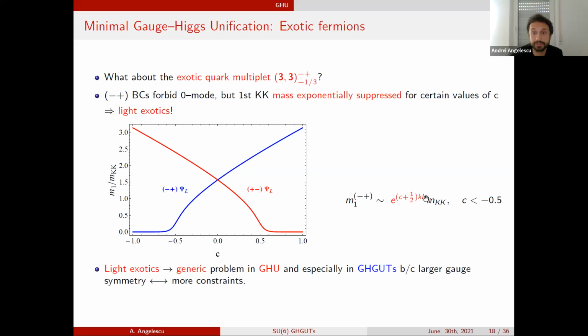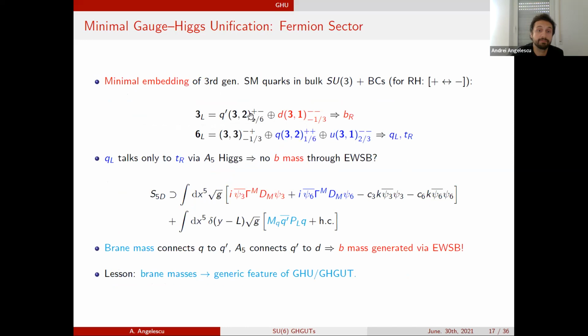And that's, let's say, a phenomenological hurdle when building these kinds of models, because when you embed the standard model fermions, you have to embed them in some larger multiplet of the bulk gauge group. And inevitably you're going to end up with fermions having minus-plus and plus-minus boundary conditions. And because everything is connected in some sense, these three standard model multiplets will have the same bulk mass parameter.